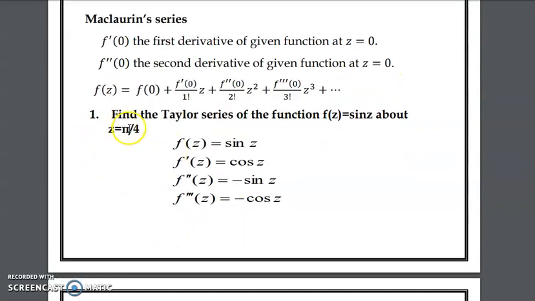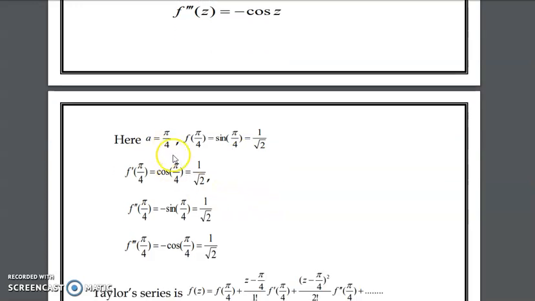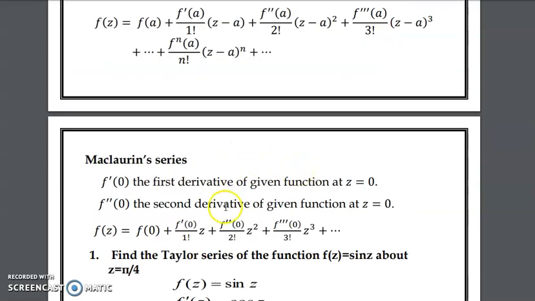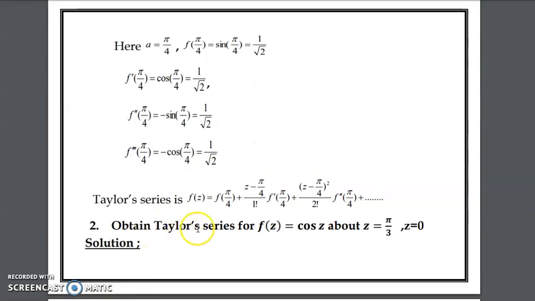The first problem on Taylor series: find the Taylor series of f(z) = sin z about z = pi by 4. So f(z) is equal to sin z. f' means differentiation with respect to z, cos z. f'' means minus sin z. f''' means minus cos z. Just substitute the point a = pi by 4, and you get 1 divided by root 2, 1 divided by root 2, 1 divided by root 2, 1 divided by root 2. So just substitute the values in this formula, and you get the Taylor series of f(z). Write this value.